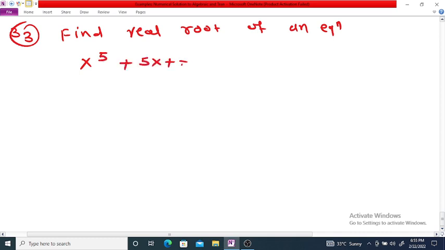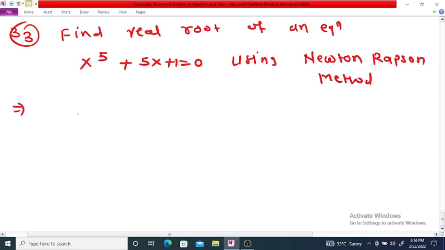Example number 3. Find a real root of the equation x raised to 5 plus 5x plus 1 equal to 0 using the Newton-Raphson method. So here f of x is equal to x raised to 5 plus 5x plus 1.